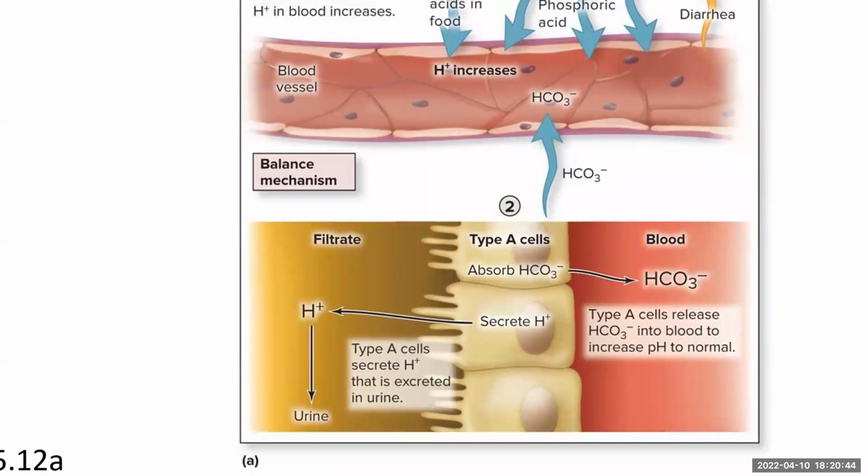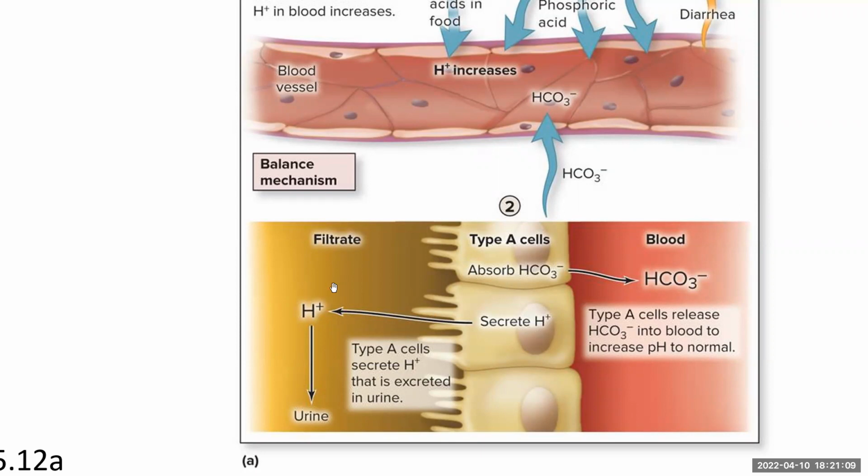So as a result, to rectify the situation, remember the type A intercalated cells are going to be the cells that are going to handle blood when it's too acidic. Easy to remember: type A, acid, blood is too acidic. And so what we'll do is we want to get rid of hydrogen ions.